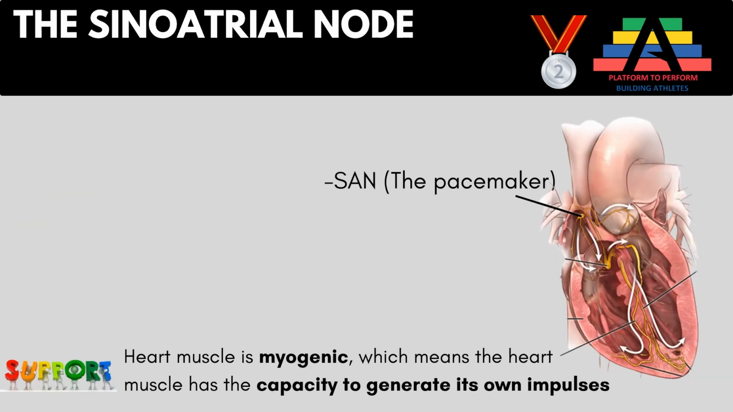So the first step is the sinoatrial node. Sino means involved in the sinus node, and atrial simply means relating to the atria. Now, if you look at this diagram carefully, you should be able to work out roughly in the heart where it's located. The unique thing about cardiac muscle is that it's myogenic. What this means is it has the capacity to generate its own impulses.